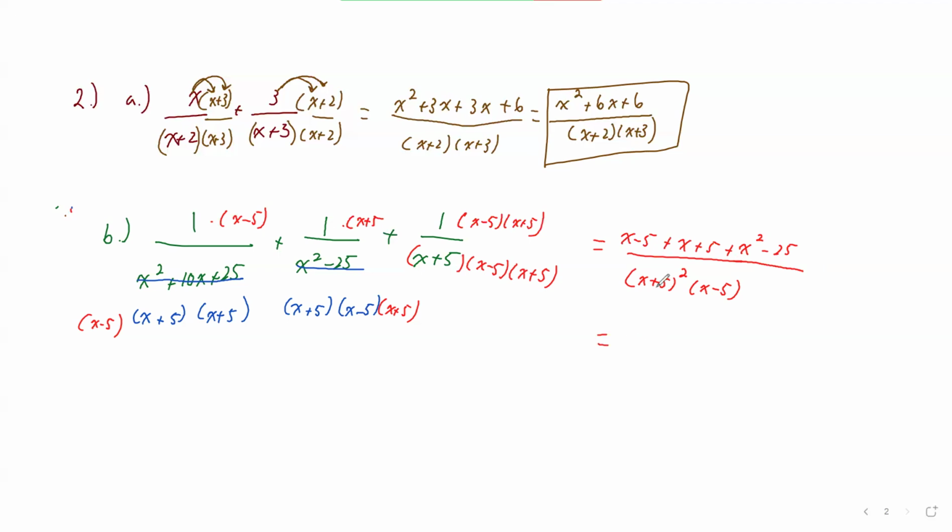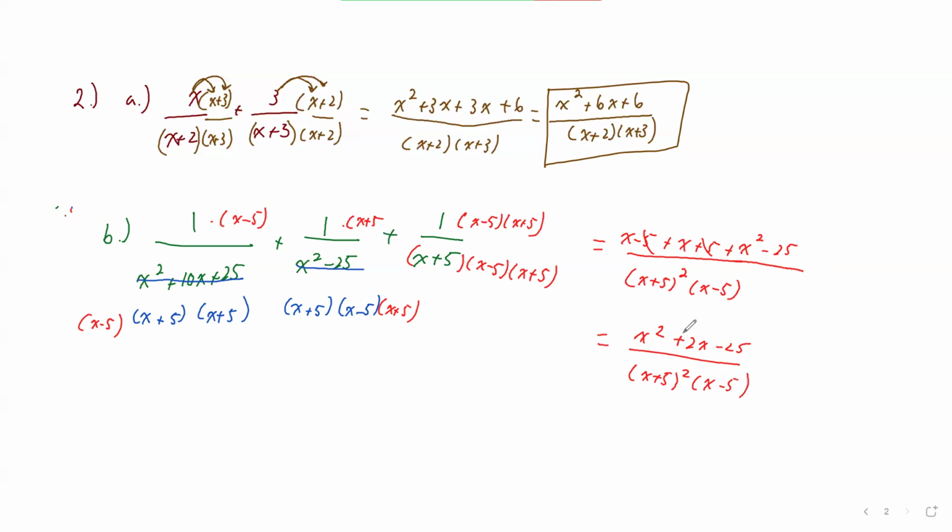And then now we write our final answer. So the 5's here would cancel. So I have x squared plus 2x minus 25 over x plus 5 squared and x minus 5.